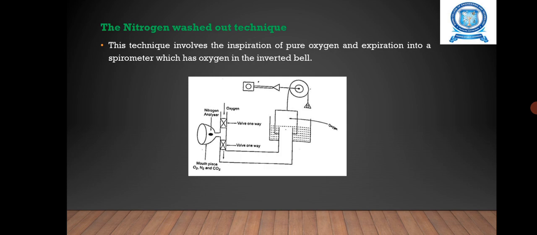Here the diagram shows the nitrogen washout technique. That means it involves the inspiration of pure oxygen and expiration into a spirometer. That means the oxygen in the inverted bell. Here we have almost 78% of nitrogen remaining in our lungs.